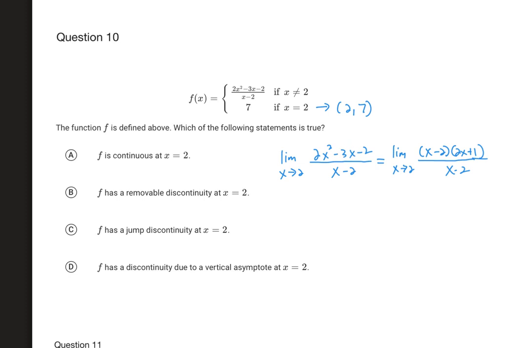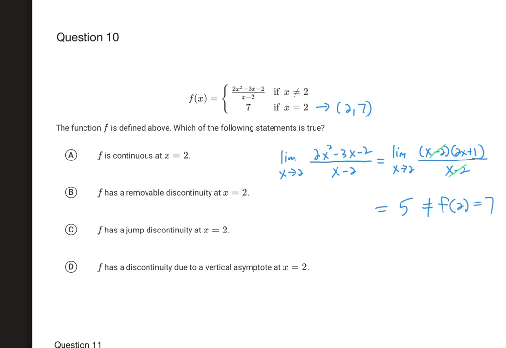So with rational functions, if we get 0 over 0, we can factor the top and bottom, cancel out the same factor, and then replug in the limit. If you plug 2 into 2x plus 1, you get 5. So the limit as x approaches 2 equals 5, which doesn't equal f of 2, right? According to this, f of 2 equals 7, so the limit doesn't equal f of 2 because that's 7.